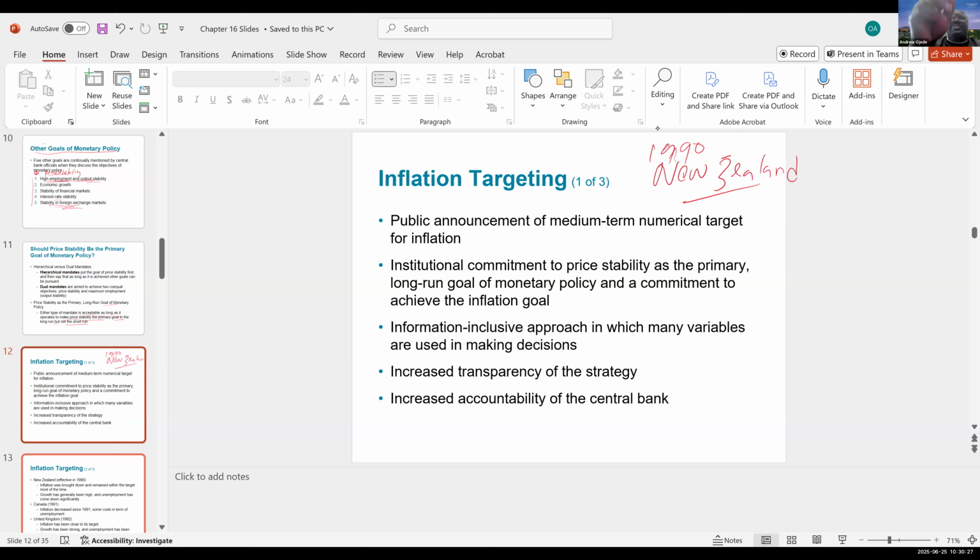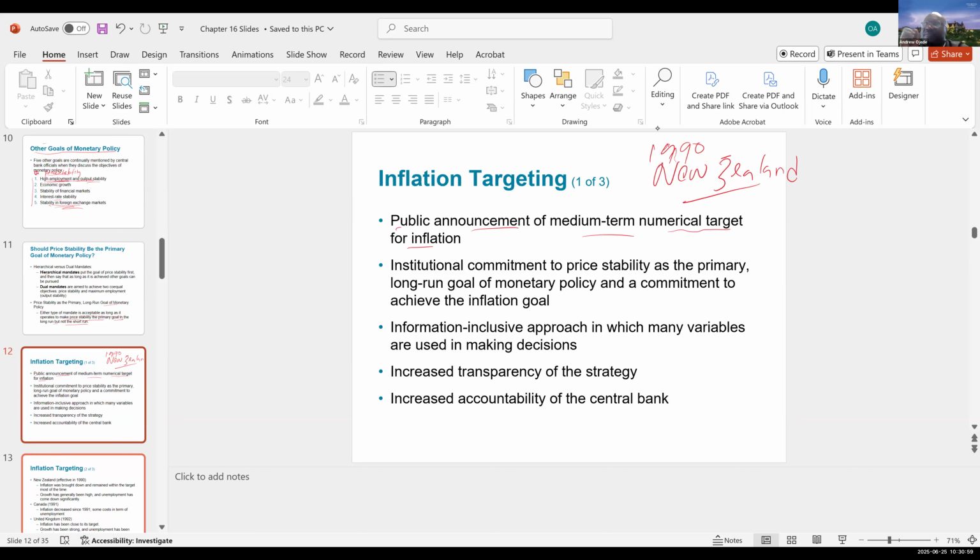Inflation targeting involves a public announcement of a medium-term numerical target for inflation. So the central bank, through their spokesperson or the chair or the leader of the central bank, has to come publicly, maybe on some national TV, and announce to the citizens of the country that they're going to keep inflation at some numerical level in the medium term, maybe at 2%, 3%. They set a target on inflation so that everybody knows what the goal is.